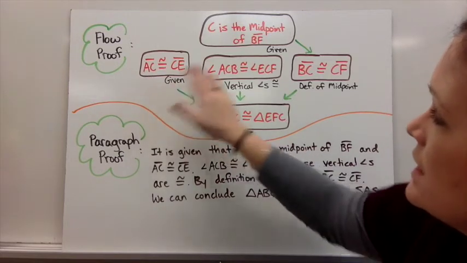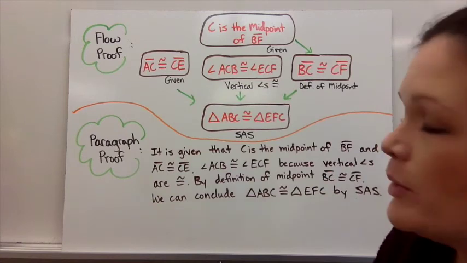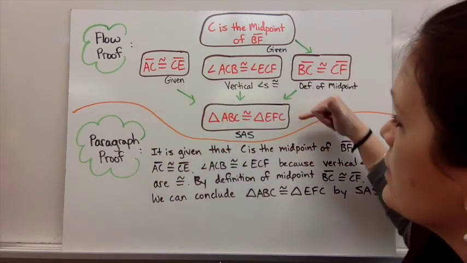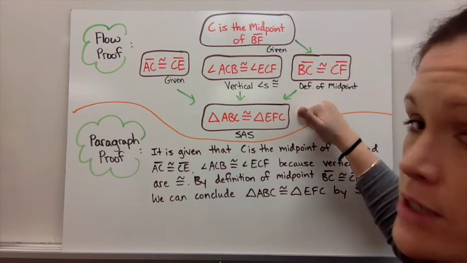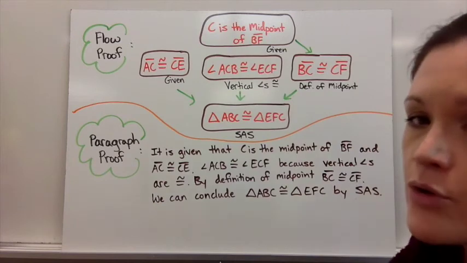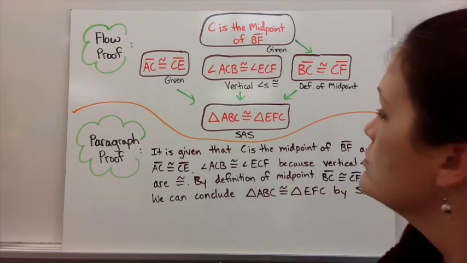And then these 3 things are still in the right order like I just talked about. That's a side, angle, and a side. So therefore I can conclude that these triangles are congruent because of side, angle, side. But it's really nice and neat to have it in that order as you stated at the final conclusion.